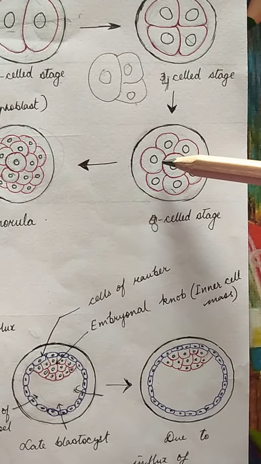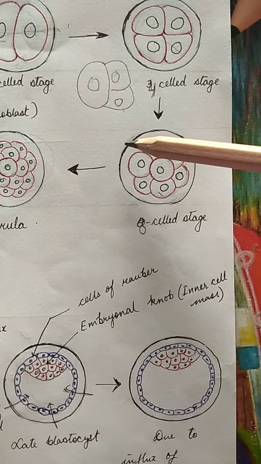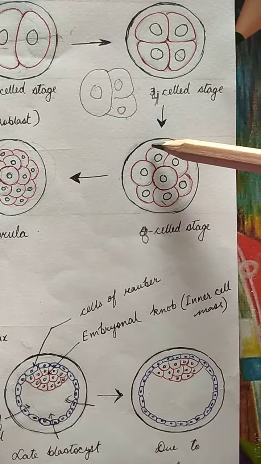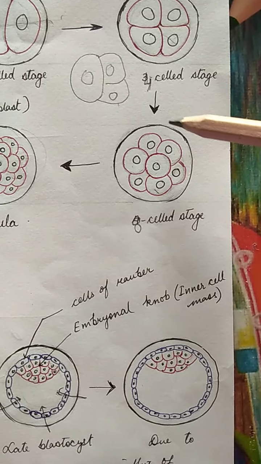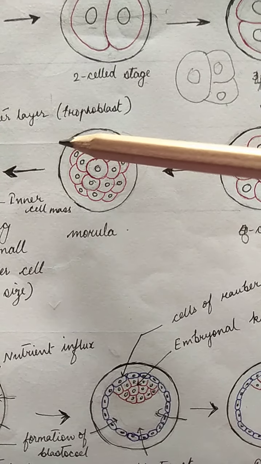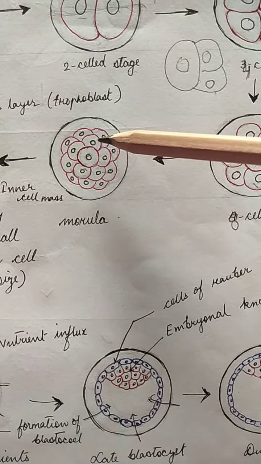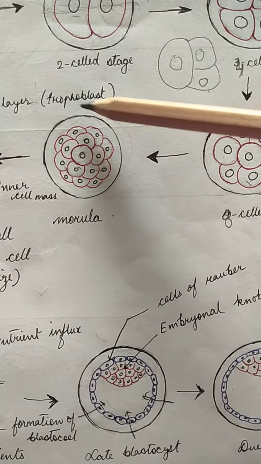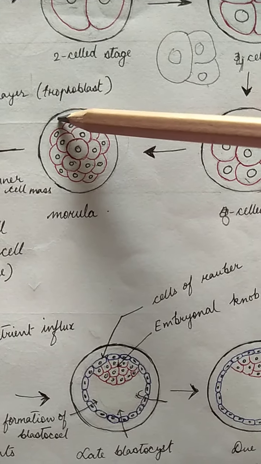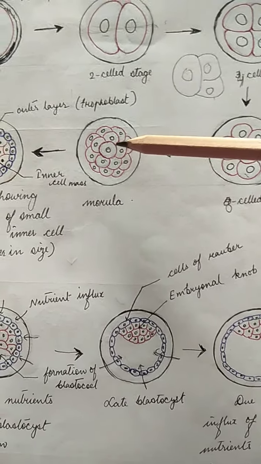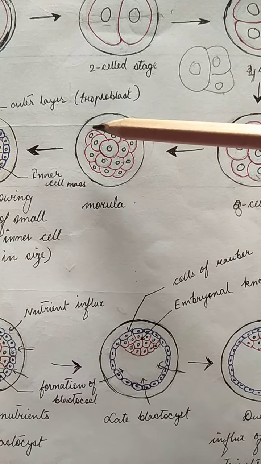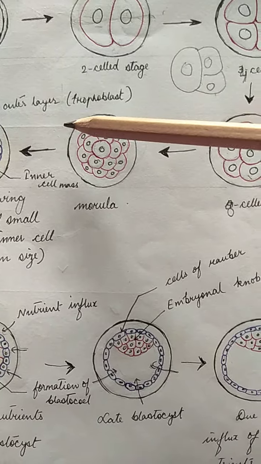The third cleavage is meridional, thereby forming 8 cells. The division continues until the 16 or 32 cell stage is reached. The solid ball thus formed is called morula. The morula consists of 16 to 32 cells, but the size is the same as that of the zygote.